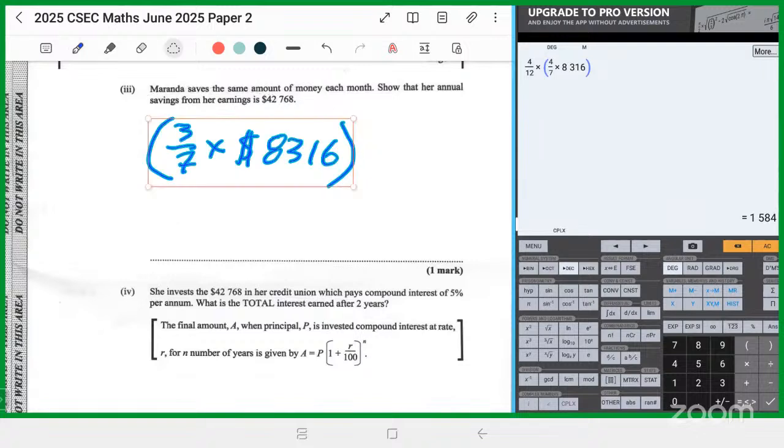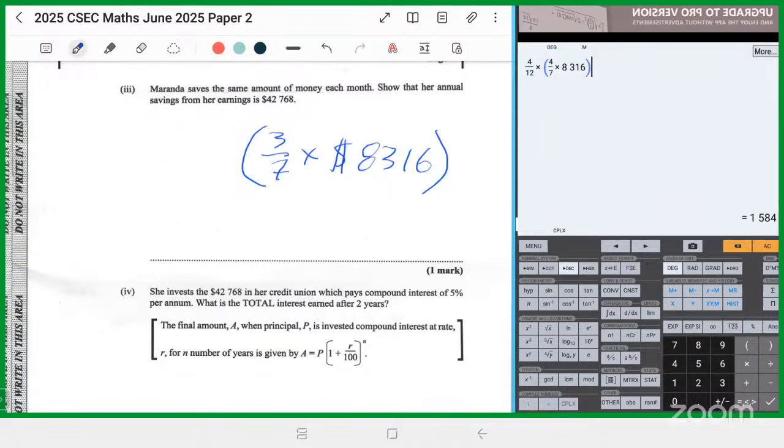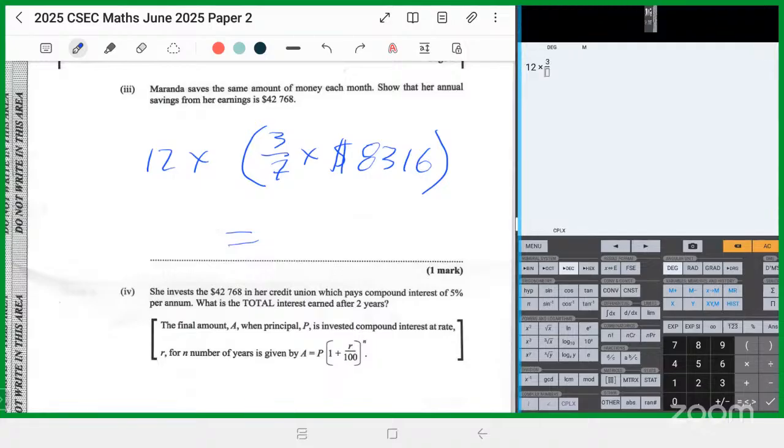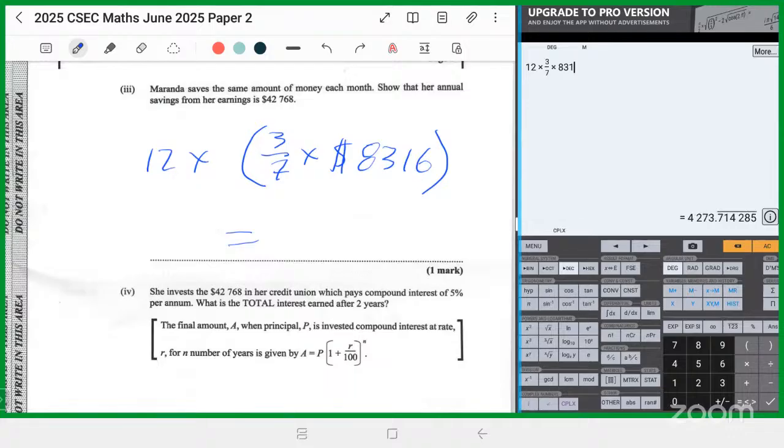And we have to multiply this by 12. So it's 12 times that amount, because there are 12 months in a year. Right? Annual means in a year. So this calculation is supposed to give us this if we are correct. So let's see. So it's 12 times 3/7 times 8316. Voila, beautiful. That's 42768. That was shown.